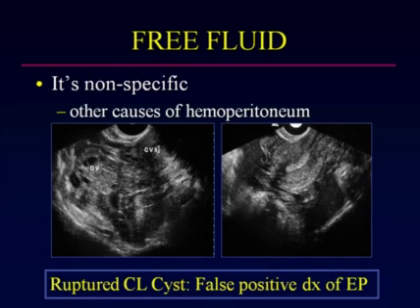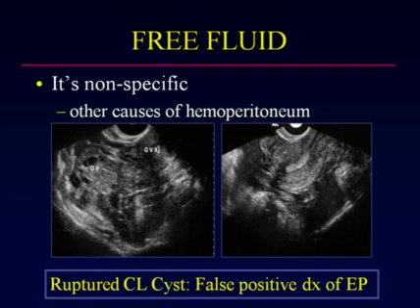However, there are some problems with looking for free fluid because it's a nonspecific finding. First of all, there are other causes of hemoperitoneum. This is a patient who had undergone assisted reproduction, so her dates were very good. We knew she was only about 3 weeks pregnant, and so therefore, although we could not see any evidence of an intrauterine pregnancy within the endometrial stripe, at this early gestational age, that might be a completely normal finding.